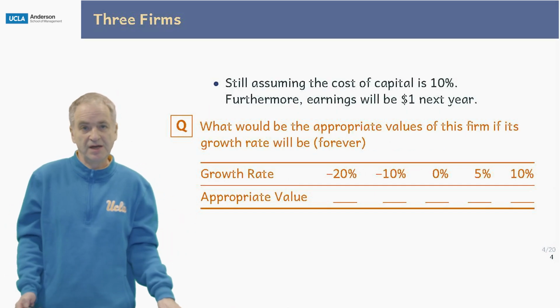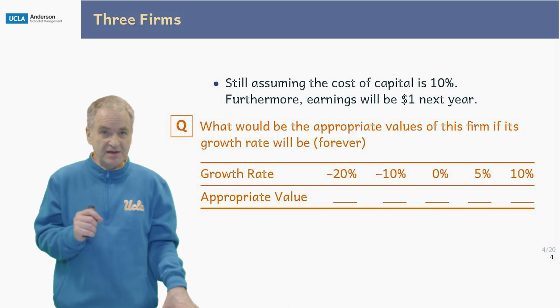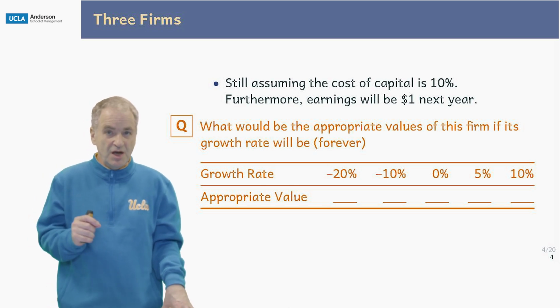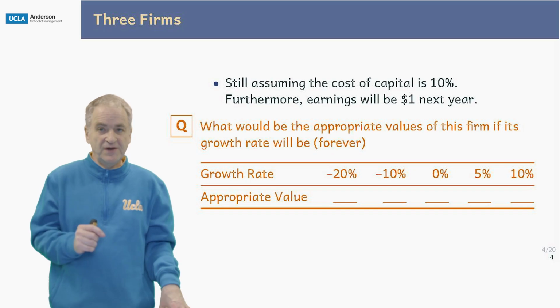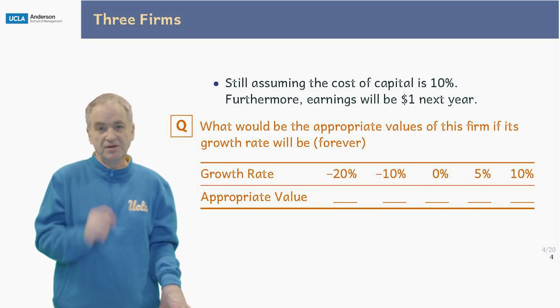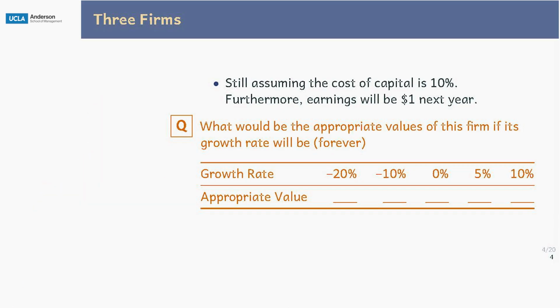So still assuming the cost of capital is 10%, furthermore, earnings will be $1 per year. What would be the appropriate value of this firm if its growth rate will be forever? And then there's a table that you have to fill out. Please pause this video now, answer the question on a piece of paper, and then continue.